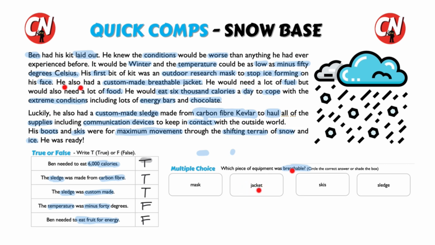So we're going to highlight that, or we're going to circle it. It says circle or shade it. We're going to circle it. It's the jacket. And that's what you would do in the SATs. So again, very, very easy.